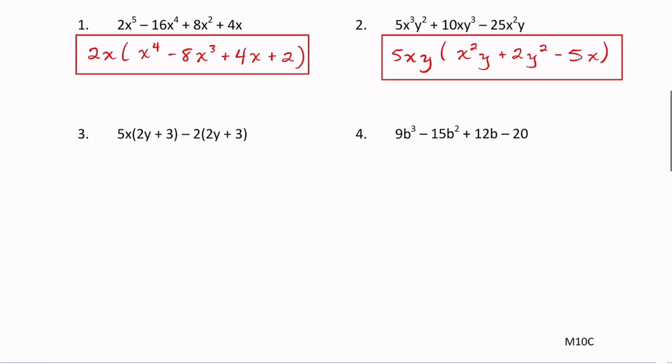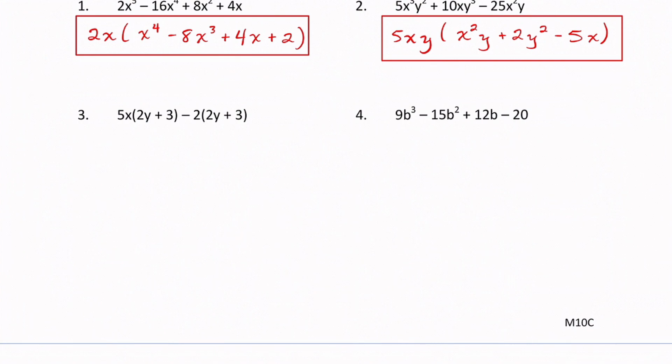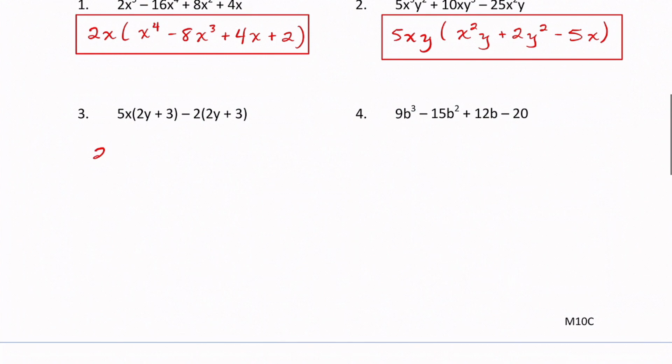Alright, the next one. Now if we look at number 3, I can see that both of these terms have a 2y plus 3. Okay, so if they both have that, I can pull that out from both of them. So let's pull out a 2y plus 3. And then what we're left with, imagine that we just pulled this out, it's no longer there. We're left with a 5x and a minus 2. So our leftovers are a 5x minus 2. And that's your final answer.